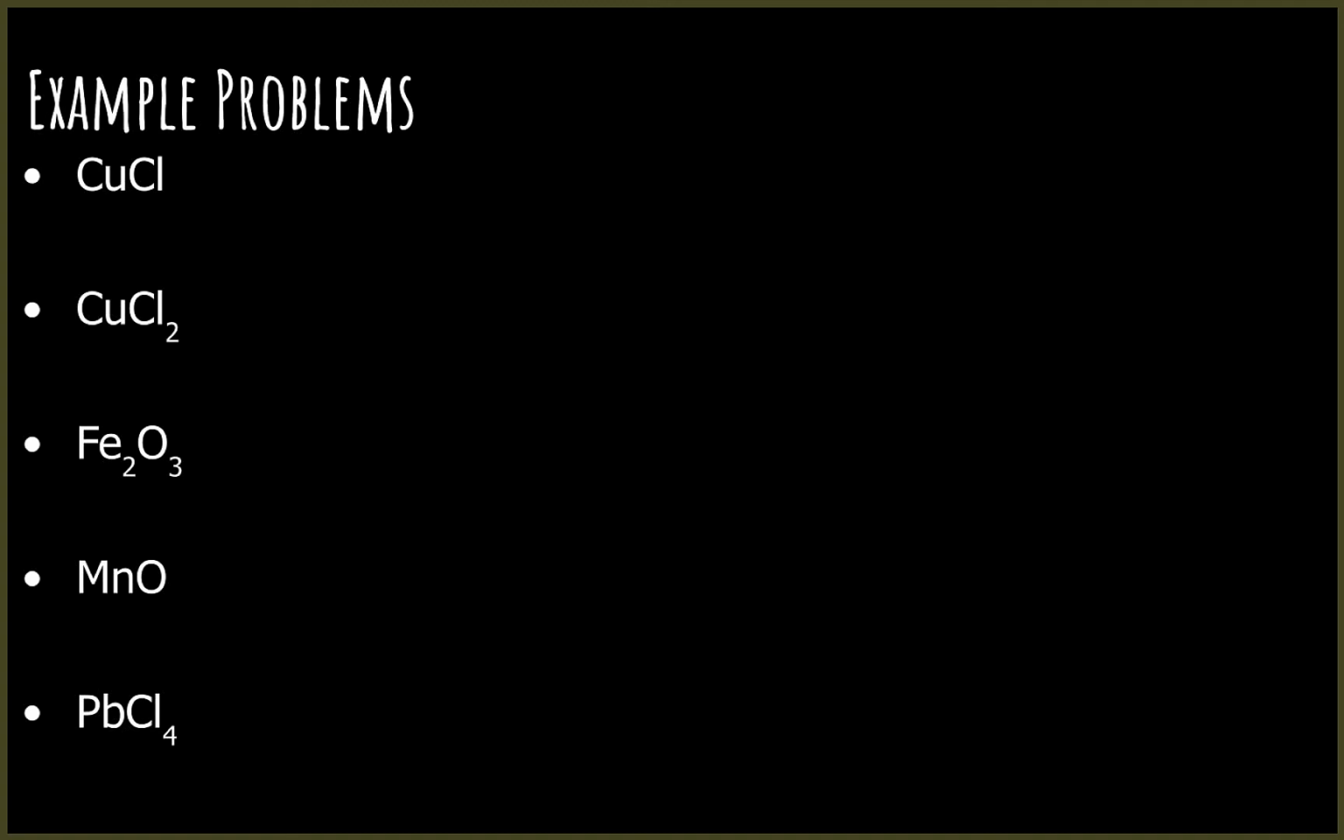For this first example, we know this is going to be copper chloride. Copper is a multiple charge metal, so that means we have to specify which form of copper it is. When we look at this, the safest way to do this is to look at the charge of the nonmetal. The nonmetal charges don't change. There's only one possible charge for nonmetals.